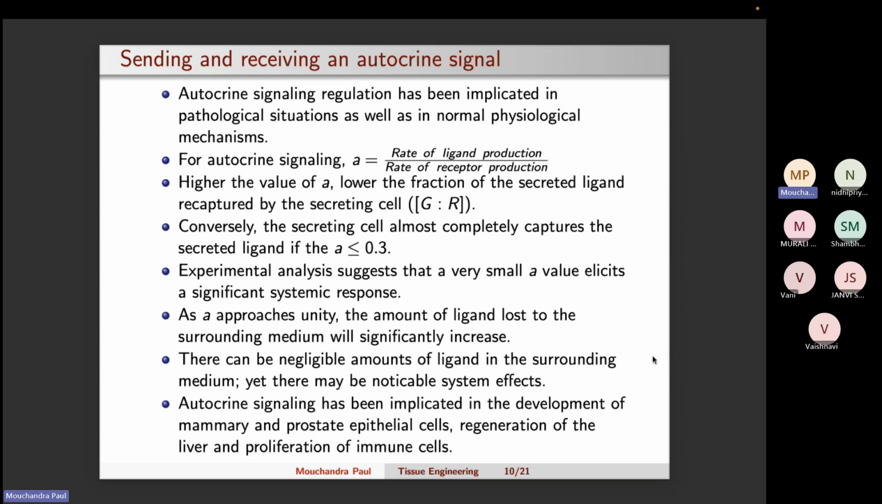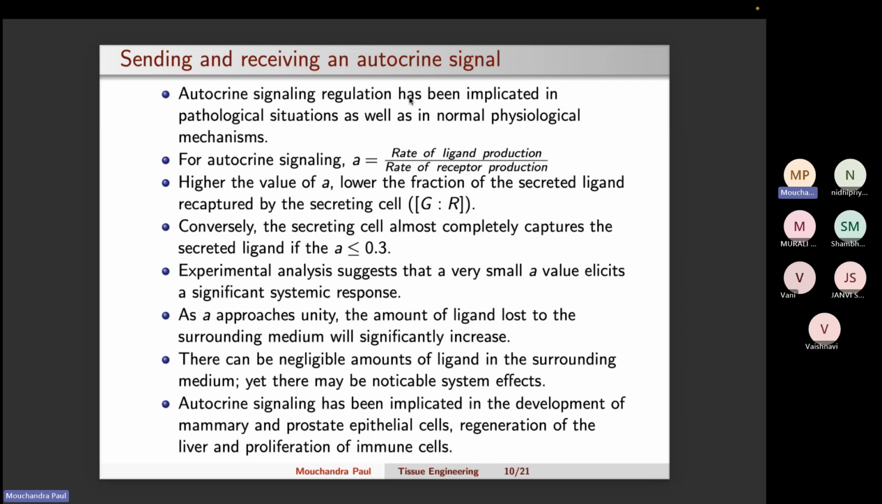Now, till now we were mainly focusing on paracrine signaling, where there is a signaling cell and a target cell, and they are at some distance from each other. We are not going to touch upon endocrine signaling, but we will see what happens during autocrine signaling. How does a cell send as well as receive the signal? How does a cell signal itself, or what conditions have people observed that promote autocrine signaling?